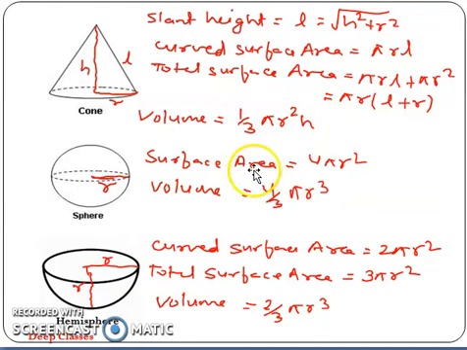Going to the sphere, if the sphere has radius R, then the curved surface area and the total surface area are the same. So we can write 4 pi R square, and the volume in this case is 4 upon 3 pi R cube. Going to the hemisphere, which is half of the sphere, the curved surface area will be half, 2 pi R square. Total surface area will include the top part also, so that's why it will be 3 pi R square, and the volume is half of the volume of the sphere, so that's why it is 2 upon 3 pi R cube. Now we'll do some questions based on these formulas.